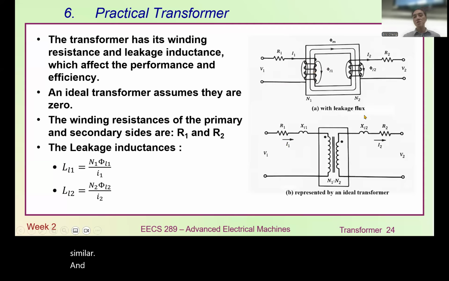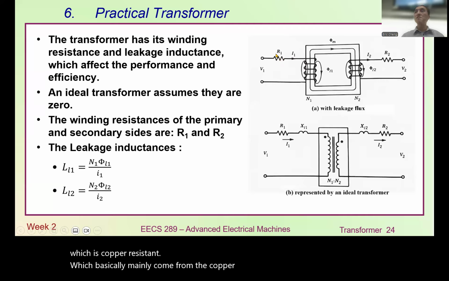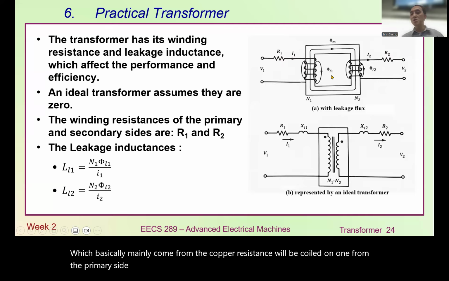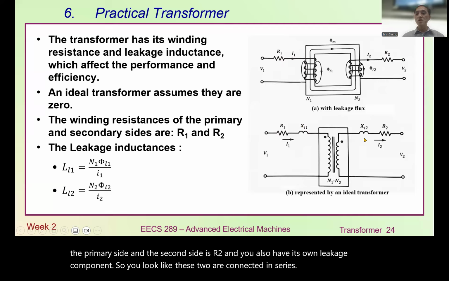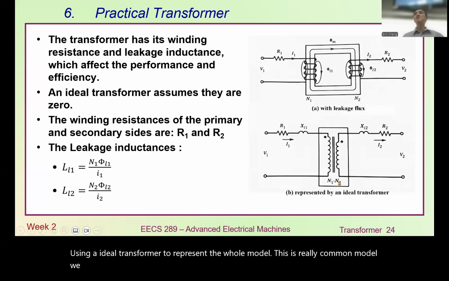And then if you look into the equivalent circuitry, you can find that the winding resistance, which mainly comes from the copper resistance, will be called R1 for the primary side, and R2 for the secondary side, and each also has its own leakage component. So it looks like these two are connected in series, and also on the secondary side as well. Between them, we can just use an ideal transformer to represent the whole model. This is a really common model we can see every day in all the literature or internet material.